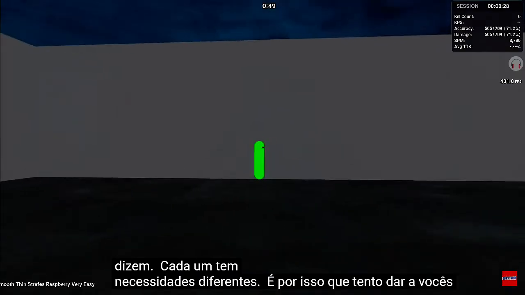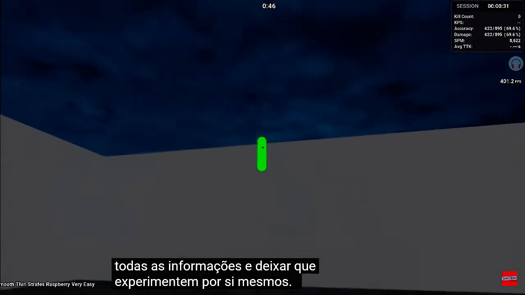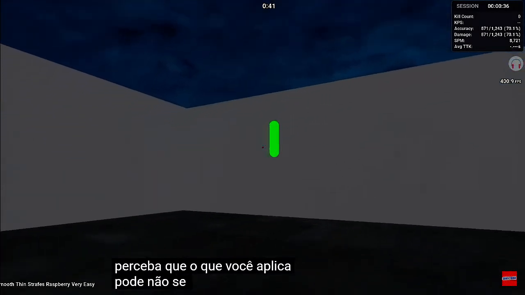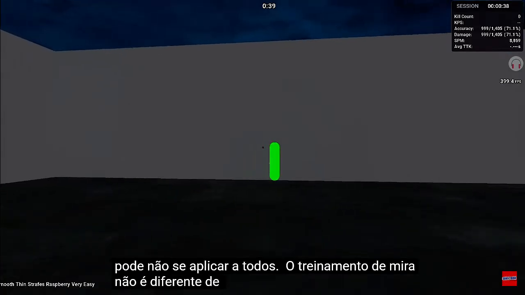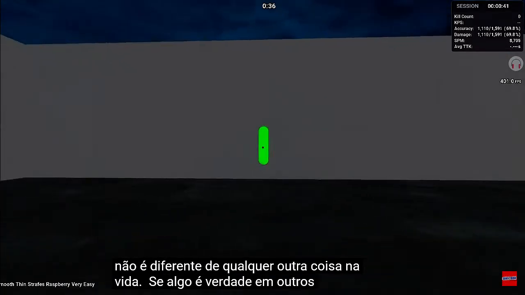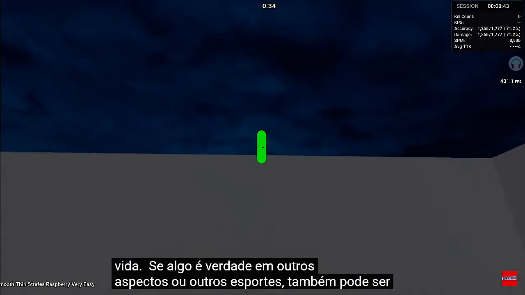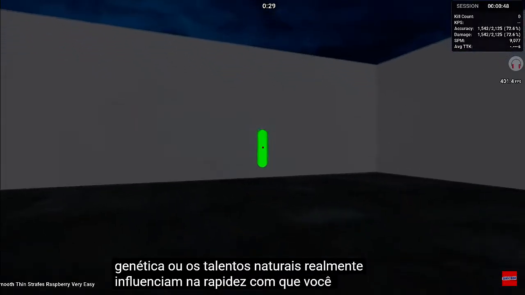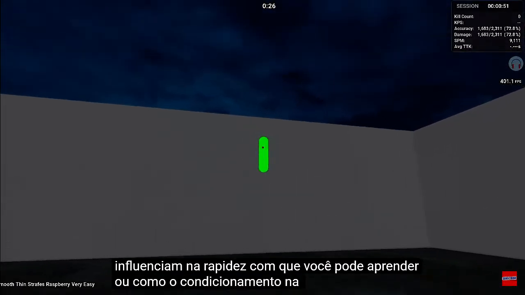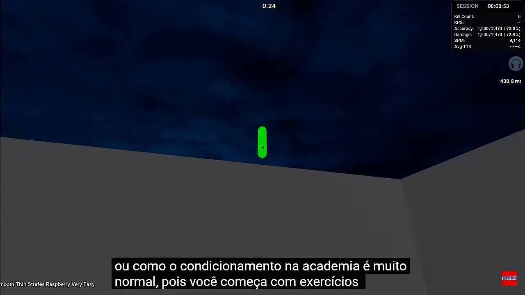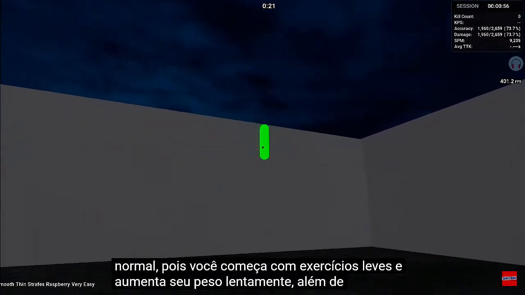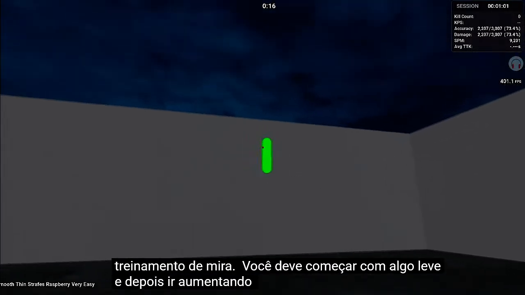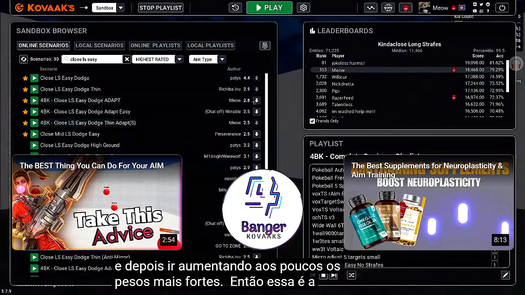That's why I try to give you guys all the information and let you experiment for yourself. Figure out what works for you and what doesn't, and realize that the thing that you apply may not apply to everyone. Aim training is no different than anything else in life. If something is true in other aspects or other sports, it may also be true in aim training. For example, how genetics or natural talents actually play a part in how quickly you can learn, or how conditioning in the gym is very normal as you start light and slowly increase your weight and do more complex workouts. Similar to aim training, you want to start off easy and then slowly start hitting the heavier, harder stuff. So that's structure.